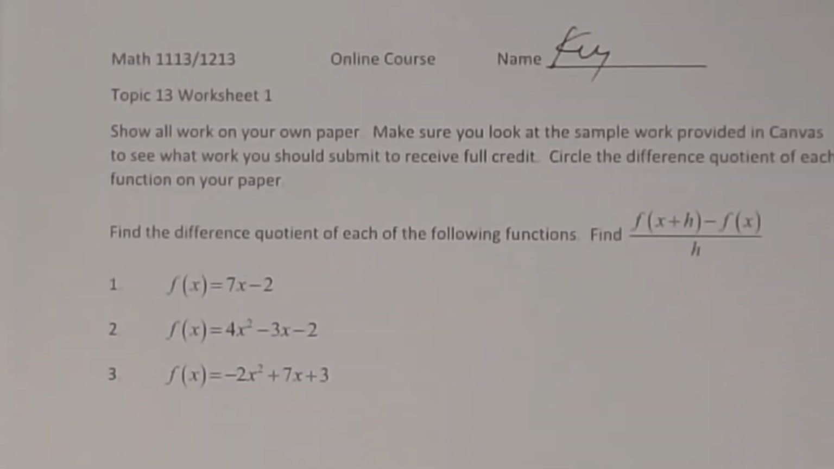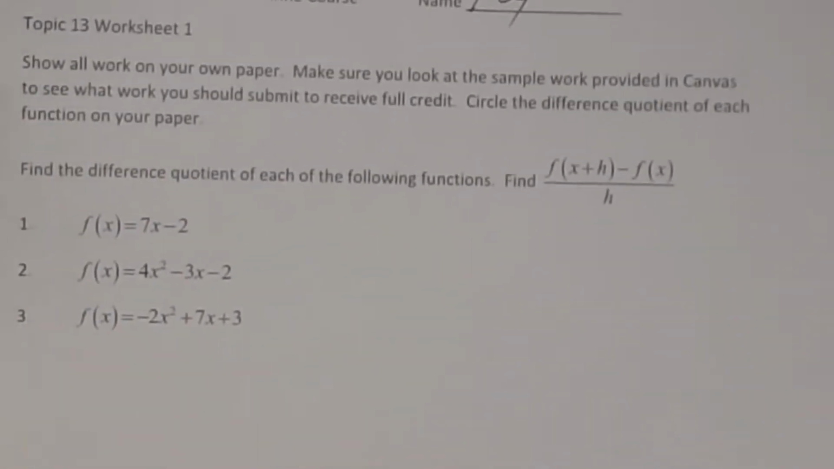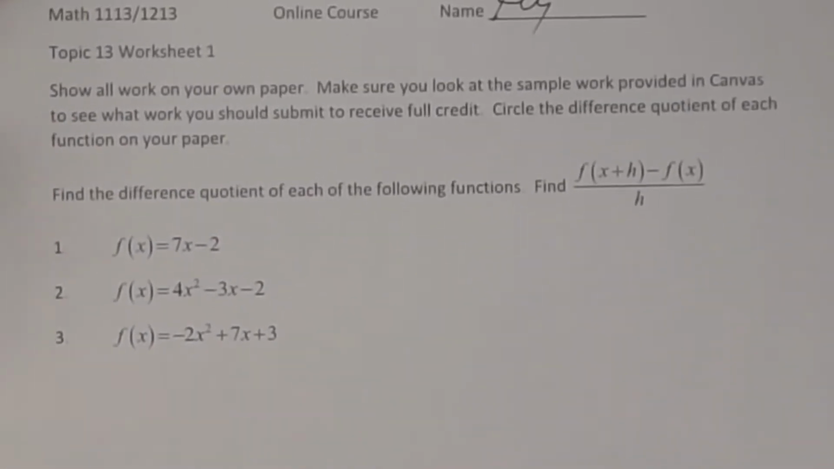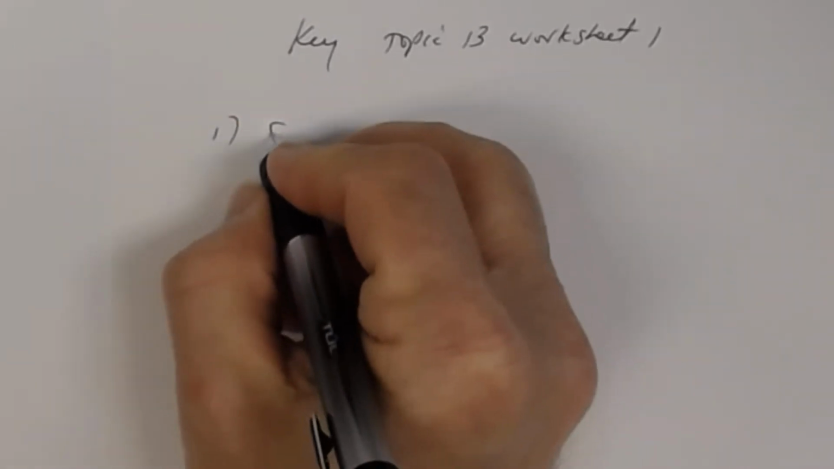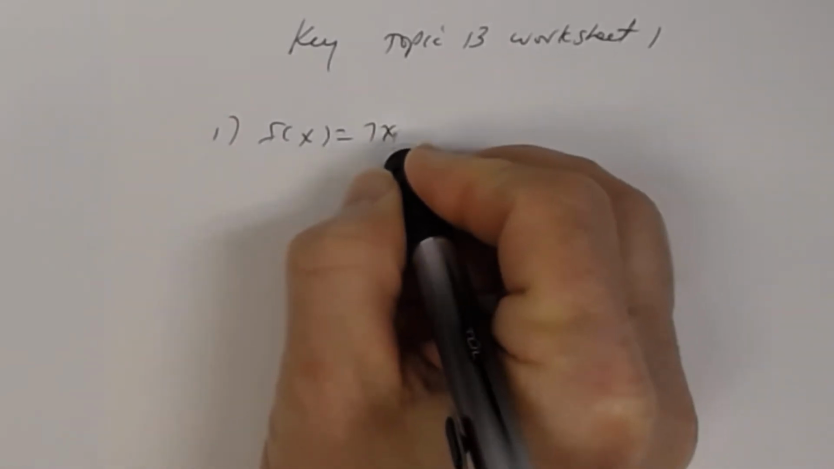So basically, you had to do it in little steps so that way your statements will be mathematically correct. If any of your statements are mathematically incorrect, you don't receive full credit. So you have to be careful how you do this. So in number one, we have f of x equal 7x minus 2.